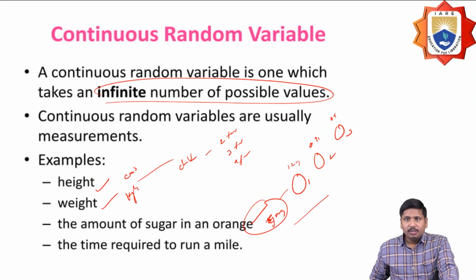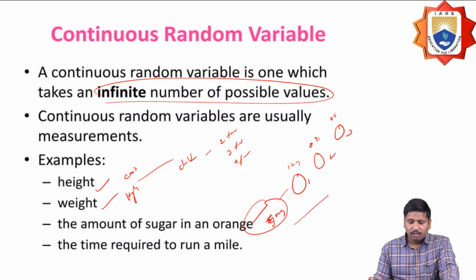And the next one is the continuous random variable. It is one which takes an infinite number of possible values, like the height of children, which may vary year by year, and weight is also going to vary, the amount of sugar in every orange, and the time required to run a mile. So everything depends on time. The values change based on the time, and it takes an infinite number of values.